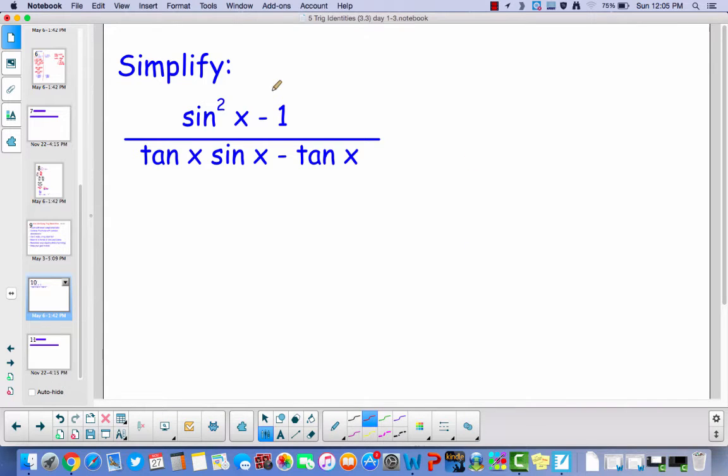Okay, here's our last example. Since there's only one side, there isn't a more complicated side to start with. Some of you might look at this and go, oh, let's try to write this in terms of sine and cosine. So let's do that. Sine squared is already in terms of sine and cosine, so we're going to just leave the numerator.